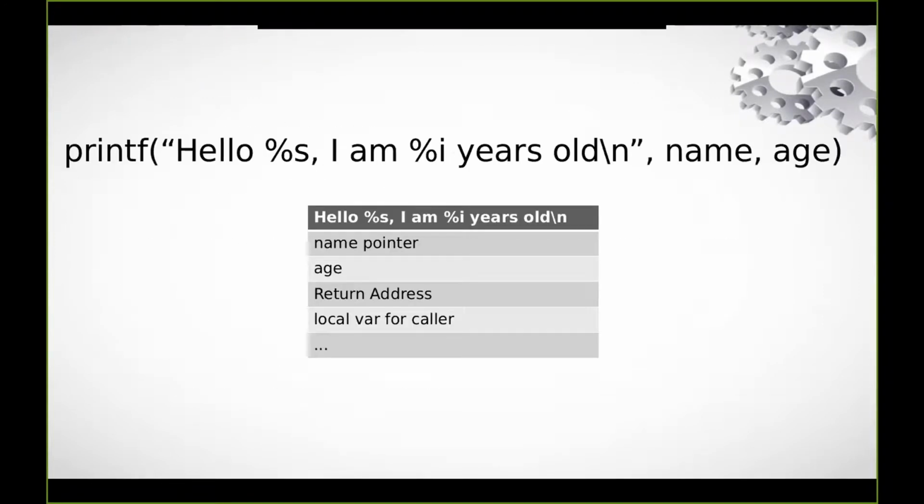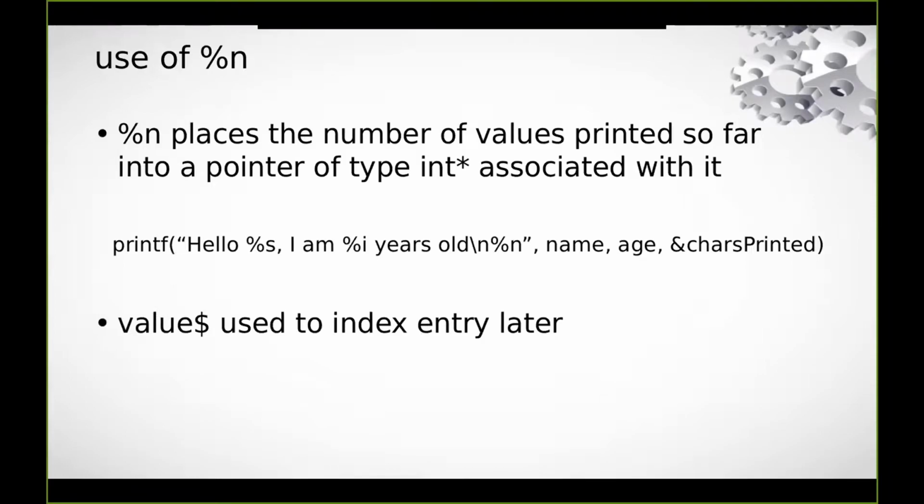So if we go to what the stack would look like, let's say that this was not %s, but it was %n. So as a result, treating this value here as a pointer, we would then write into that address 1, 2, 3, 4, 5, 6. So as you can see here, %n, the number of characters that are printed so far in this whole string is stored at the address Charles printed.